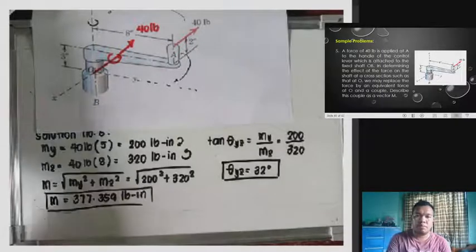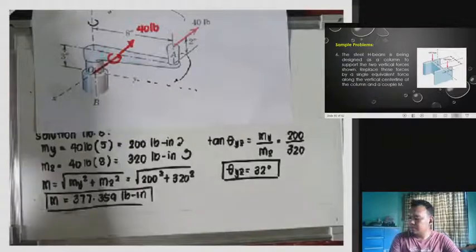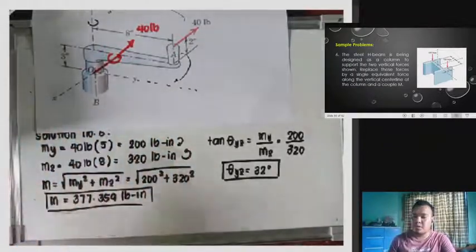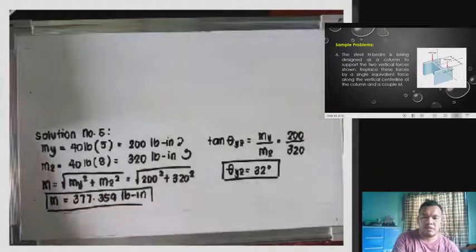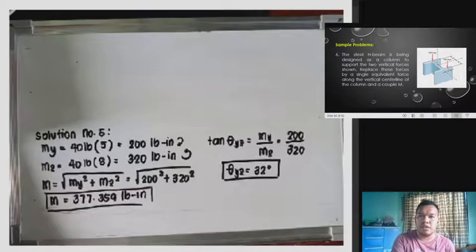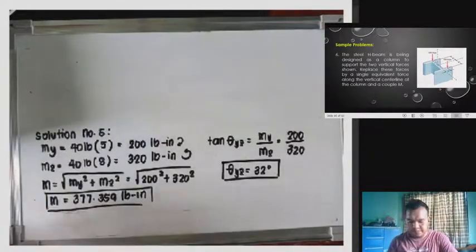Okay, next problem again. These problems are taken from the book of J.L. Meriam and L.G. Kraige, Engineering Mechanics Statics, 7th edition. Okay, next problem.